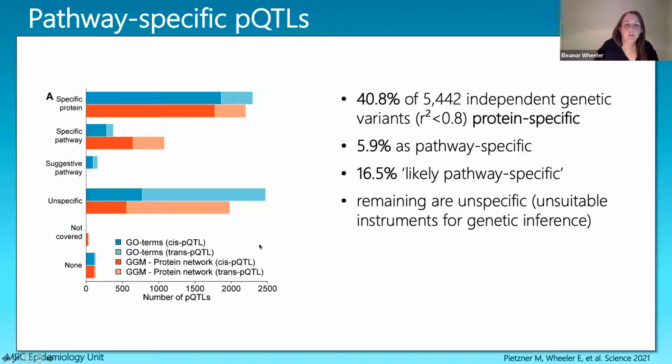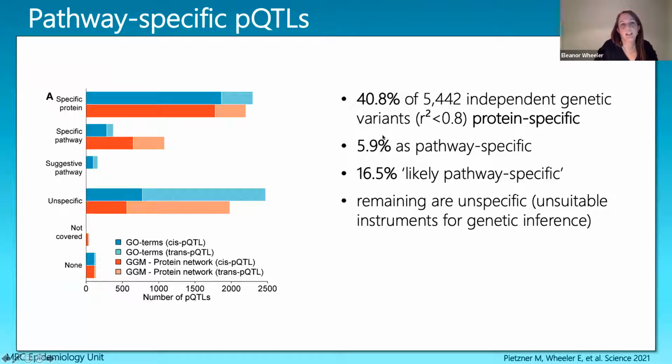This figure is a bar chart of the pQTL classification based on GO-term mapping in blue, or the network community mapping in orange. And in red, in darker shades are the cis pQTLs, and in lighter shades are the trans pQTLs.